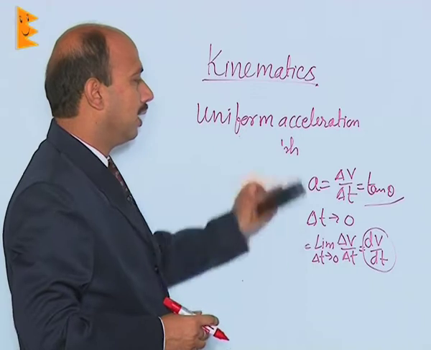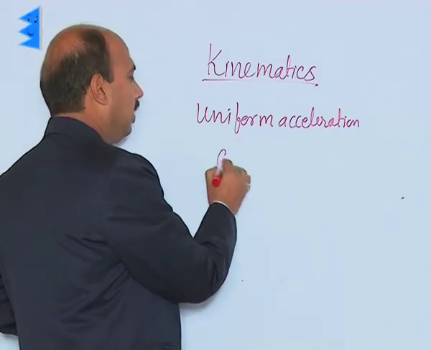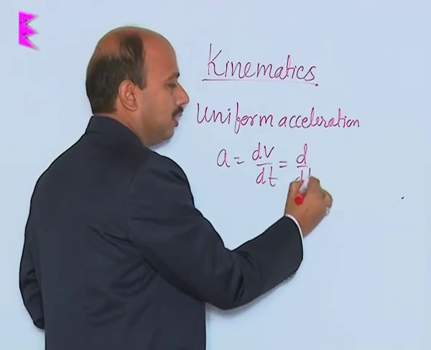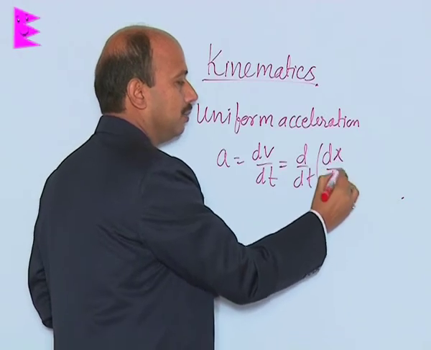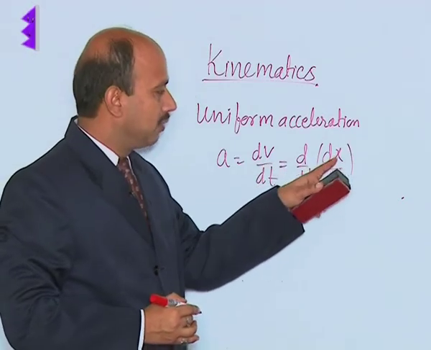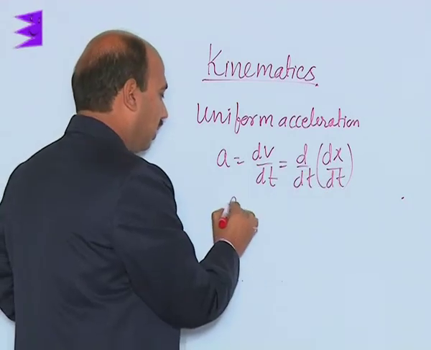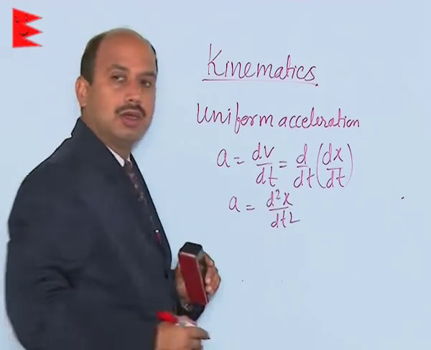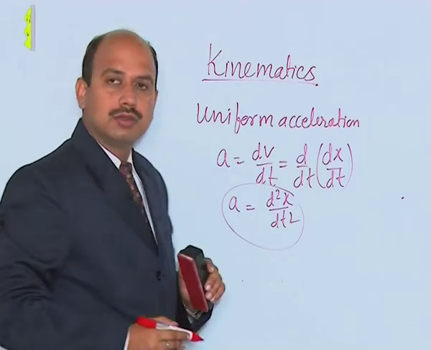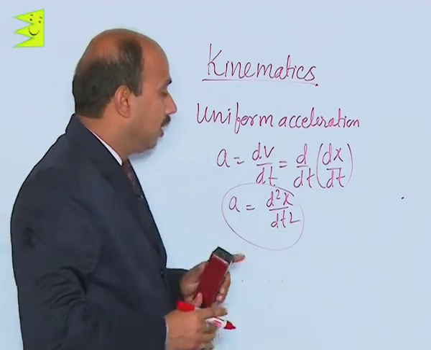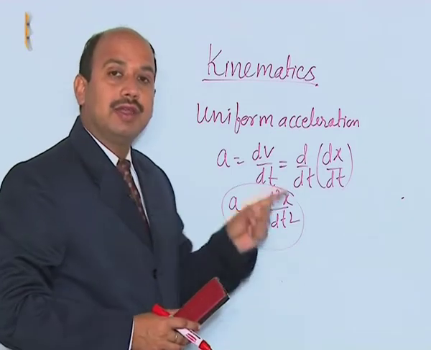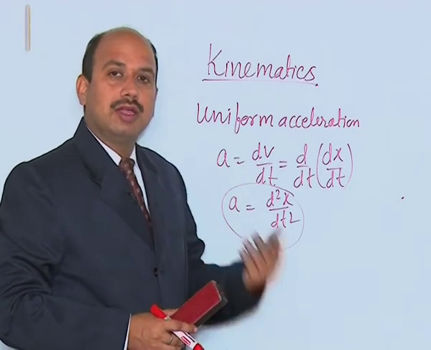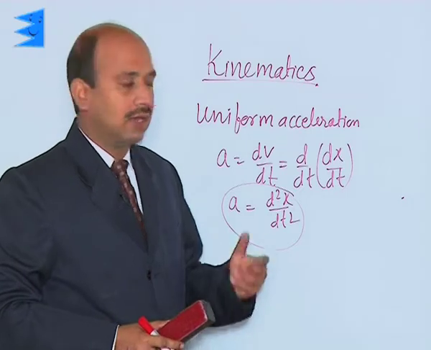Now, one important point again with this, as we have done A is equal to dV upon dt, we can write d upon dt of dx upon dt, because velocity is the derivative of displacement with time. Now, we can write A is equal to d square x upon dt square. So, acceleration can be written in this way. It means acceleration is the second derivative of displacement with respect to time. So, we can also say the second derivative of displacement with time is known as acceleration.